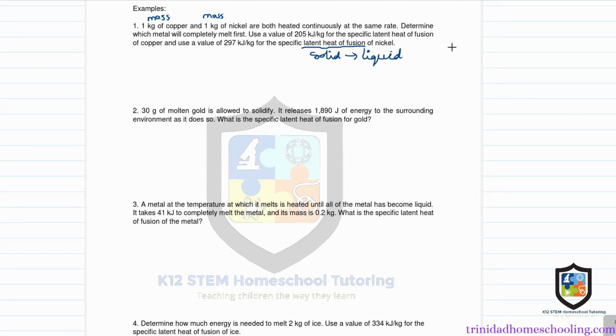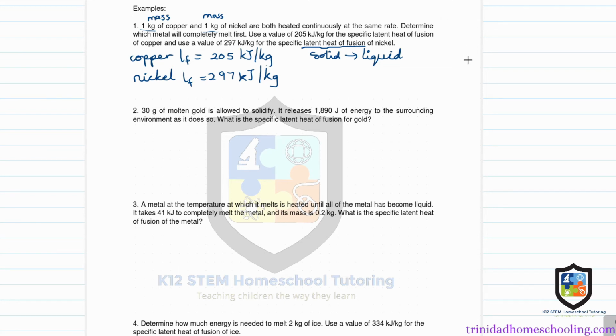Alright, there is no temperature change at this point. For copper, the specific latent heat of fusion is 205 kilojoules per kilogram. And for nickel, the specific latent heat of fusion is 297 kilojoules per kilogram. Now the mass is the same, okay? We're using the same amount of copper and the same amount of nickel.